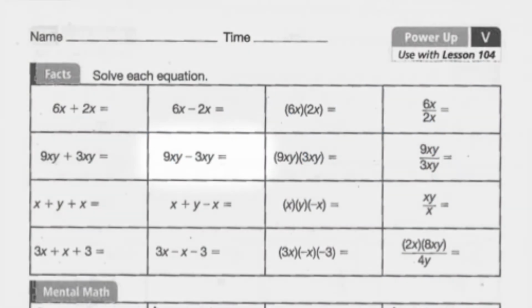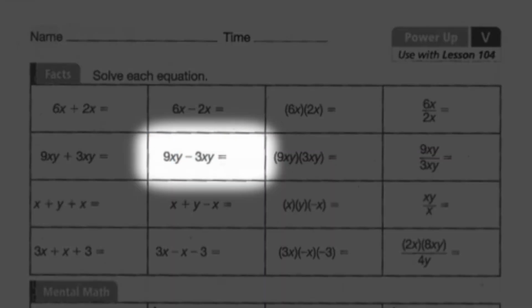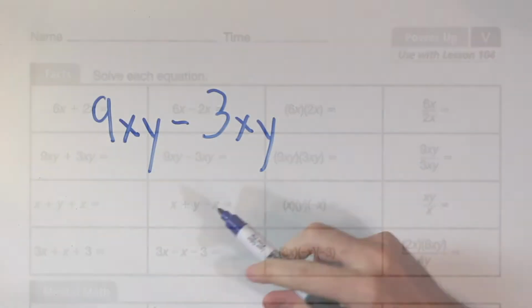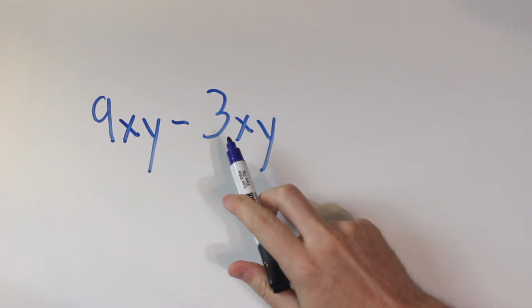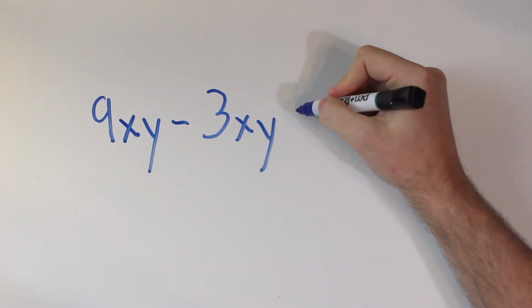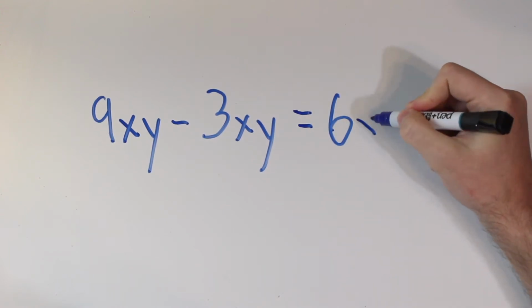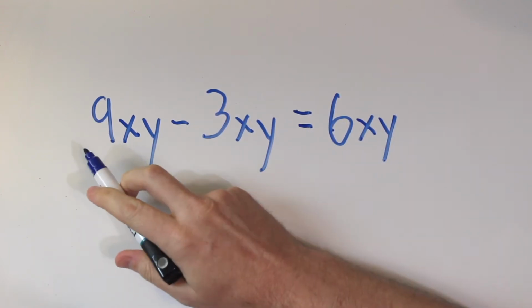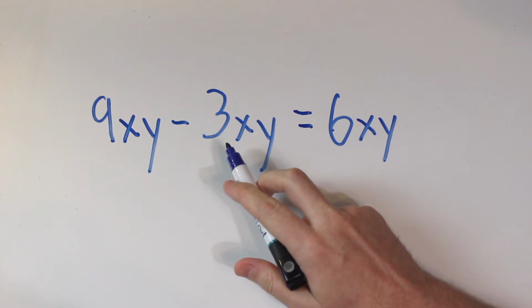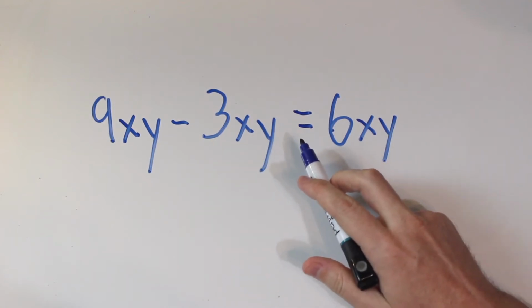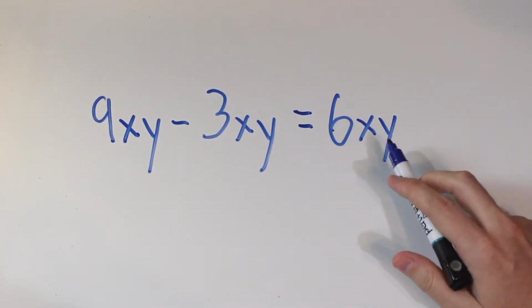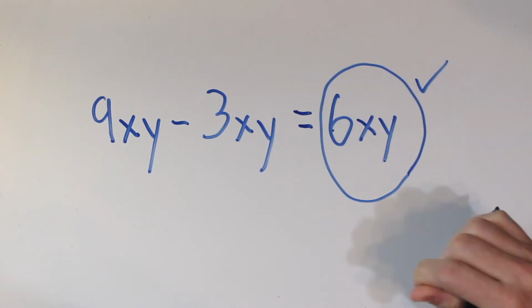Our next problem trades addition for subtraction. 9xy minus 3xy. Again, 9 of something minus 3 of something would simply be 6 of that something. So 9xy minus 3xy will simply be 6xy. That's the answer.